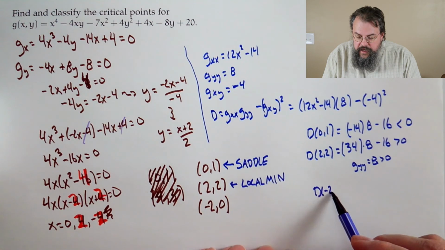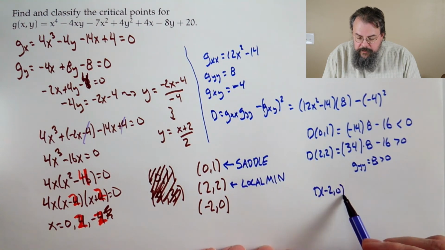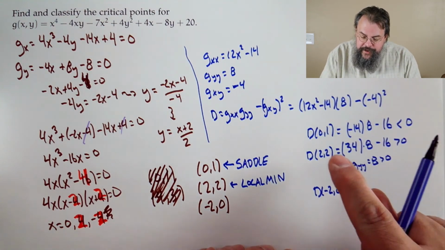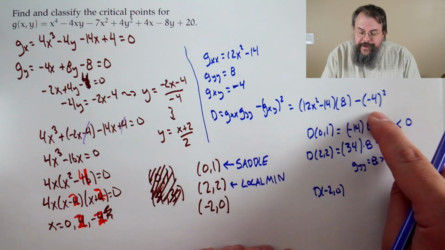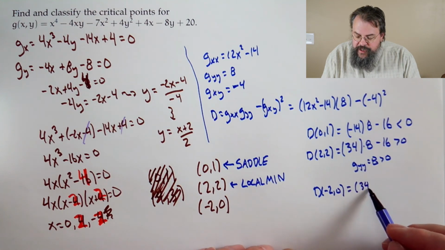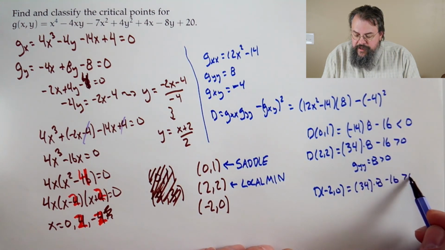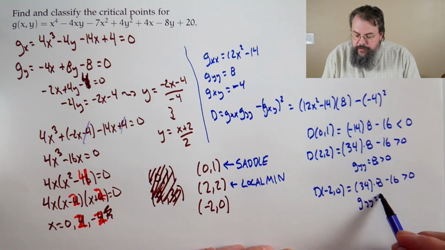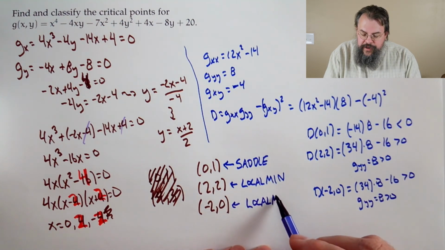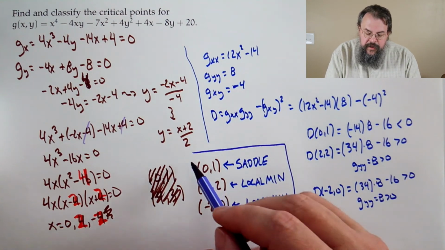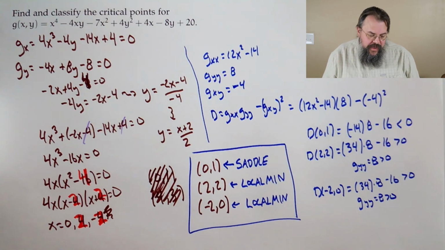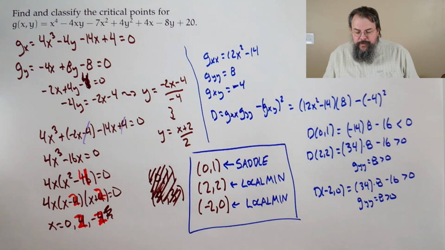And finally, negative 2, comma 0. Well, what's going to happen here? Well, the good news is, look, there's no y involved in our term. The only place is x, and the only x is an x squared. So it turns out it's still the same computation. 34 times 8 subtract 16, which is positive. Gyy is still 8, which is positive, which means, aha, also a local min. And there we go. Done. Done. Other than that silly error, not so bad.